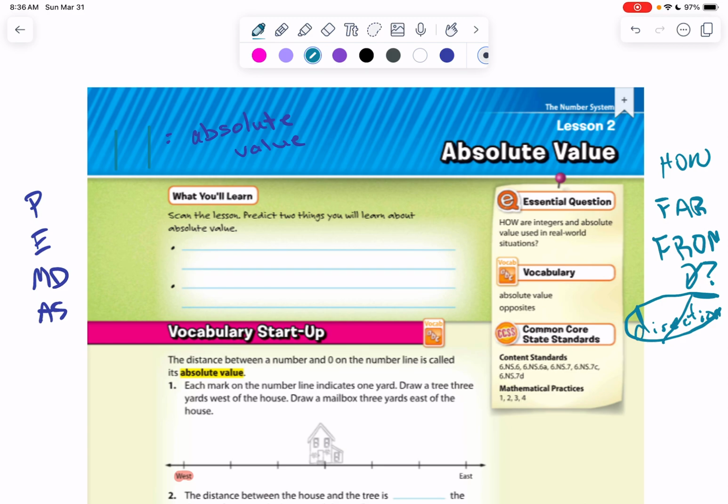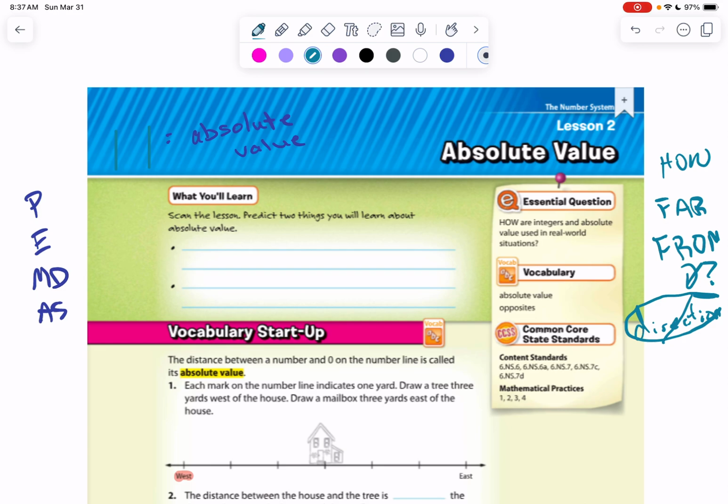Okay? So I could walk 1 mile from the school in one direction and 1 mile from the school in a different direction. Both would be 1 mile from school. So if I said I walked 1 mile from school but didn't tell you where I went, you would only know how far I walked, not where I went, right? So that's what absolute value is, all right?